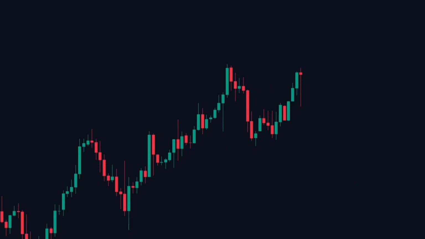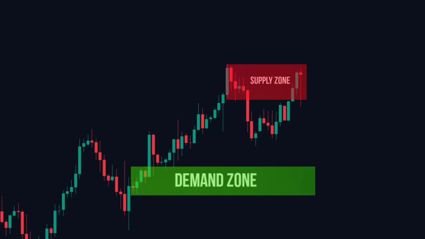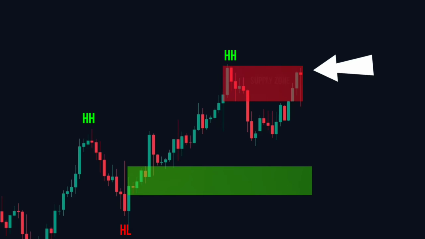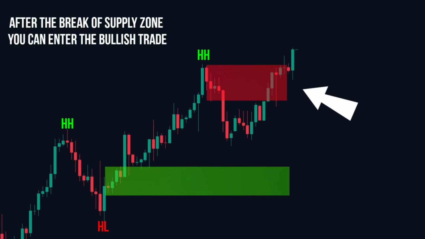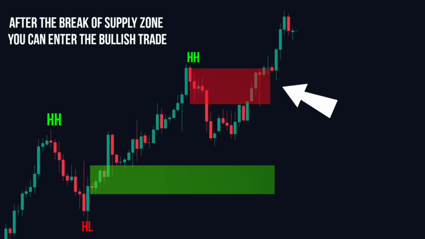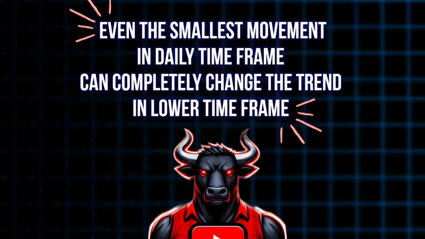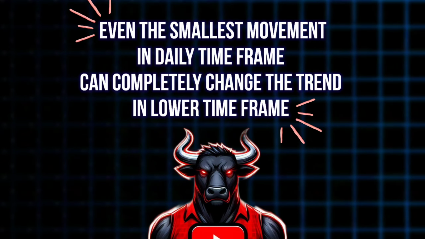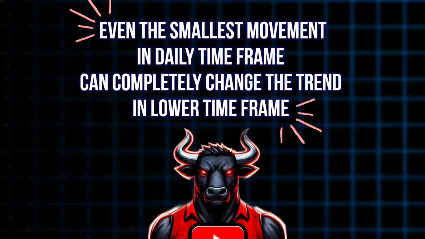Another key factor to check is whether the current market price is trading within a supply zone or a demand zone. Even if the market structure indicates a bullish trend, and at the same time, price is ranging inside a supply zone, then don't blindly enter a bullish trade. Wait for the supply zone to be broken. The same principle applies in a bearish trend. Remember, even the smallest movement on the daily time frame can completely shift the trend in lower time frames.